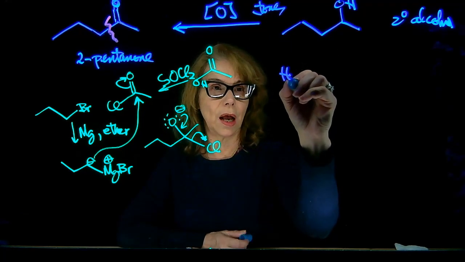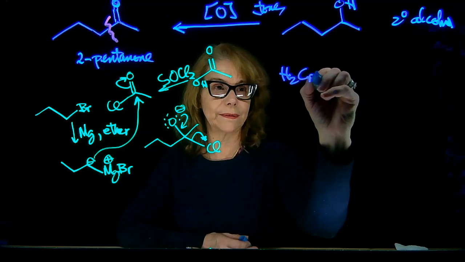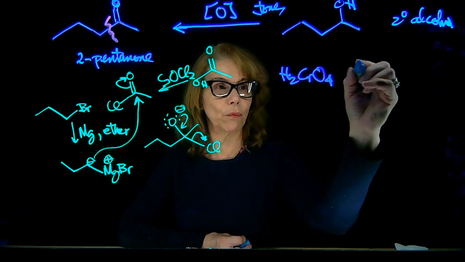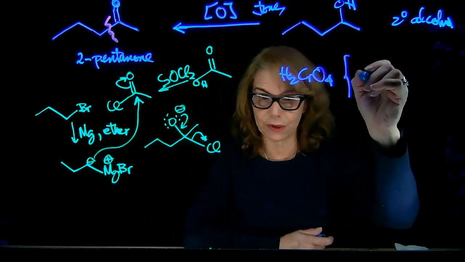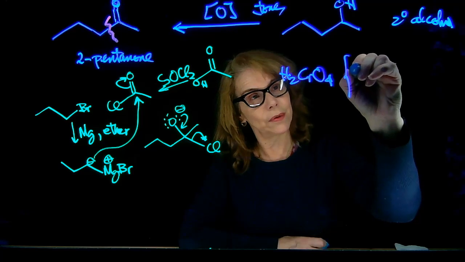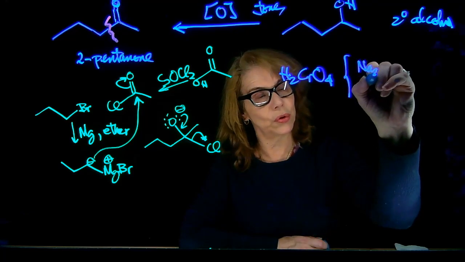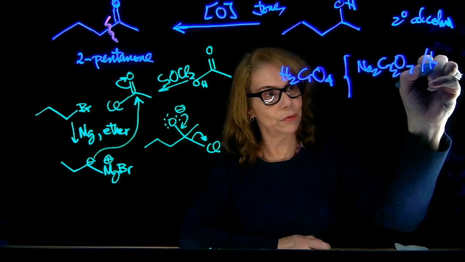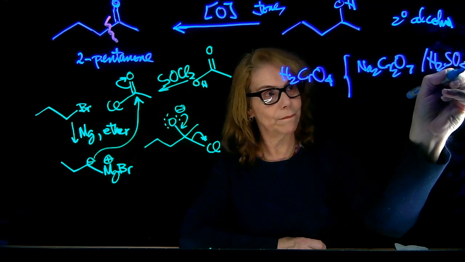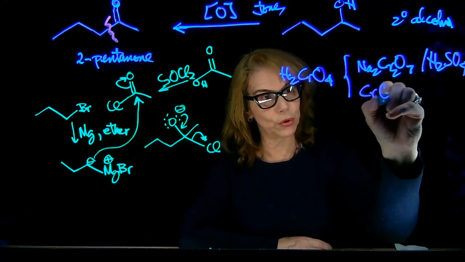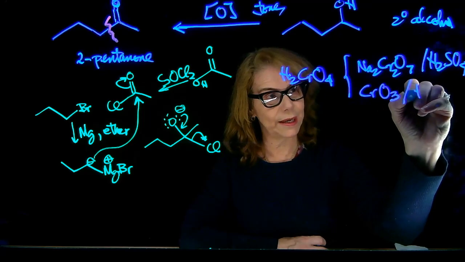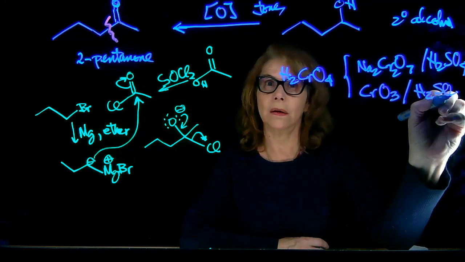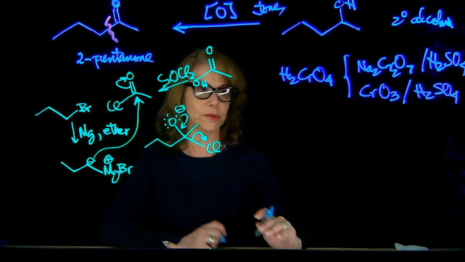This is chromic acid. And we make it two ways. The reagent is done either by using sodium dichromate and sulfuric acid, or we can use chromium trioxide and sulfuric acid. Either of these two ways. So that's my oxidation reaction.